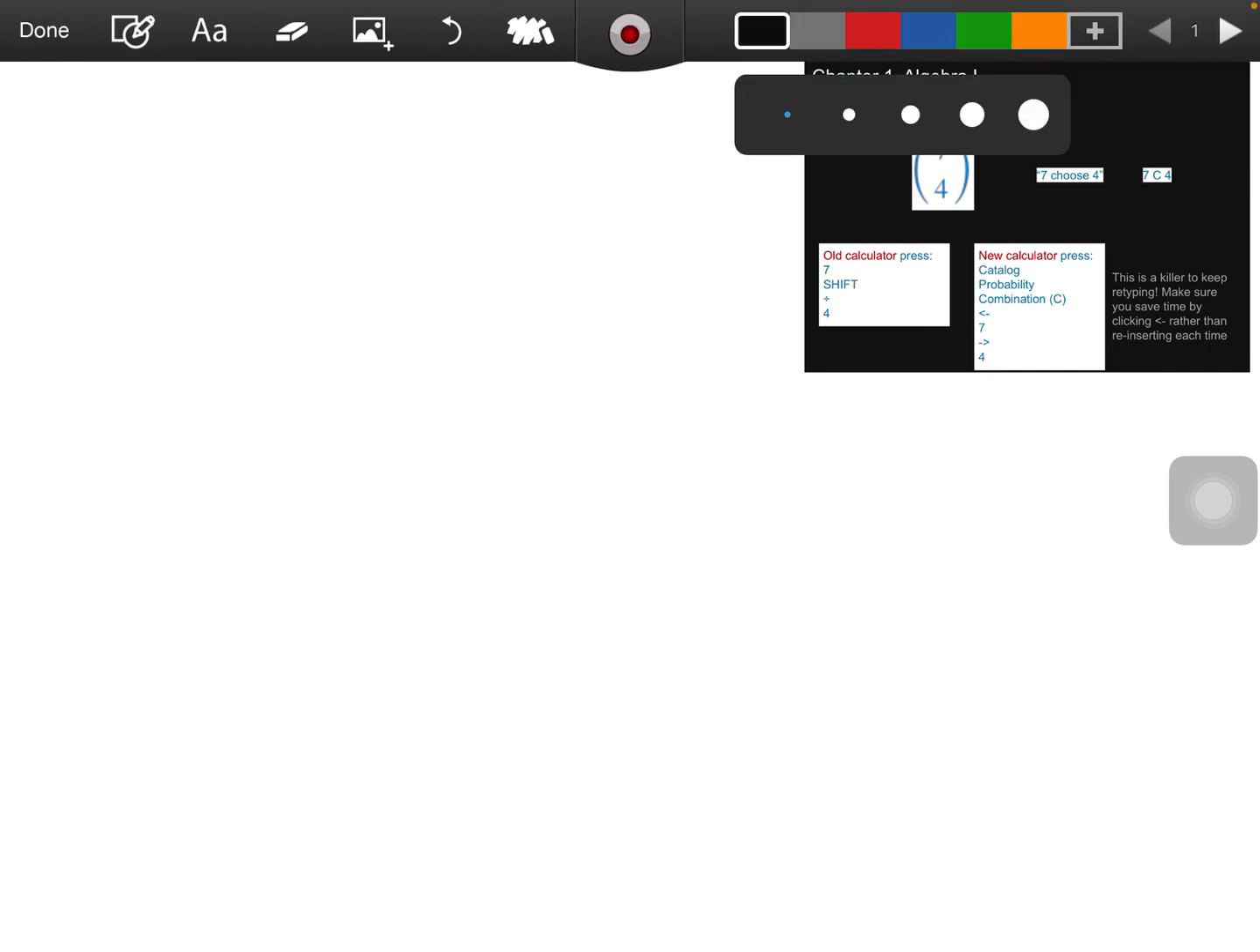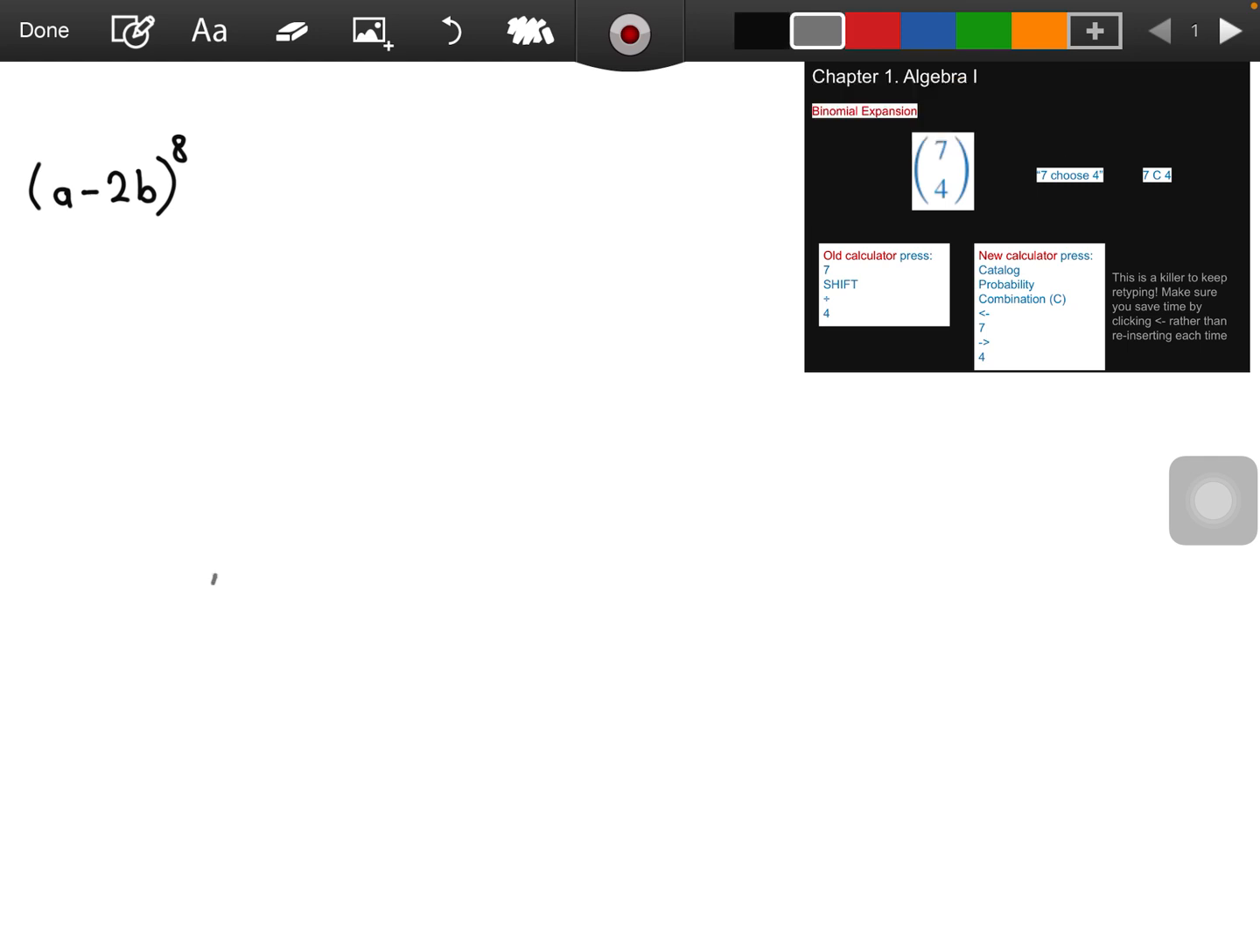So if I was to give you something like, let's say, (a - 2b) to the power of 8. Okay, it's the exact same as my Pascal's triangle. What I'm going to do is find what should be first on the line if I was to do it out the same way I did Pascal's triangle.